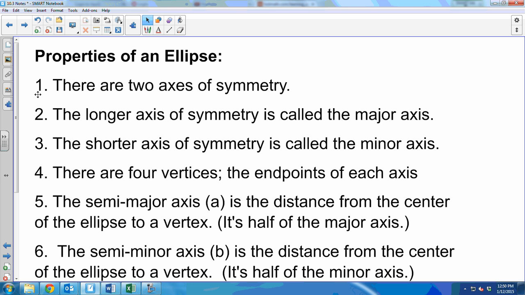There are also 4 vertices, and those are the endpoints of the axes. I mean, we'll look at a picture in a second so I can point out all these things.